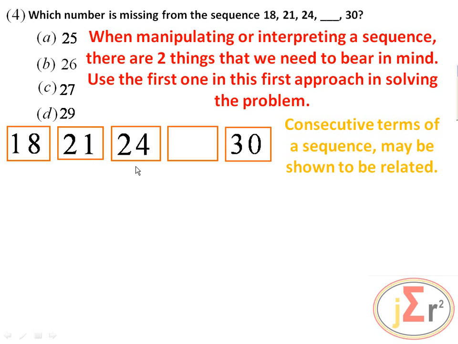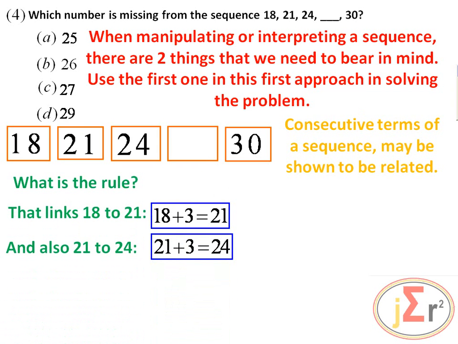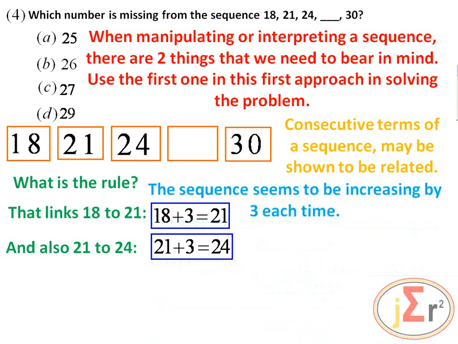And if we are going from 21 to 24, what's that? 3. Right. So in going from 18 to 21, we added 3. And going from 21 to 24, what did we add? 3. So in going from 24 to this one, what should we add? 3. Right. And if it is correct, when we take this one and add 3, then we should get 30. Yes. So what is true that links 18 to 21? 18 plus 3 is equal to? 21. And also 21 to 24. 21 plus 3 is equal to? 24. Right. So we keep adding 3 each time.